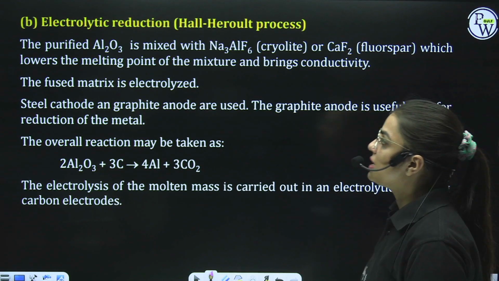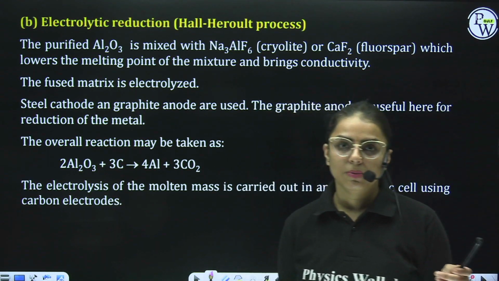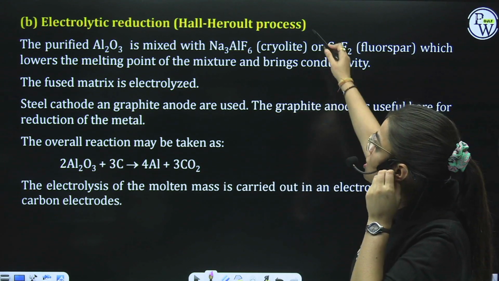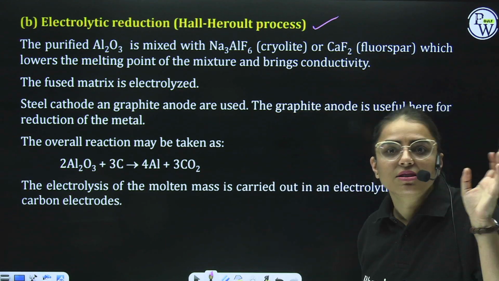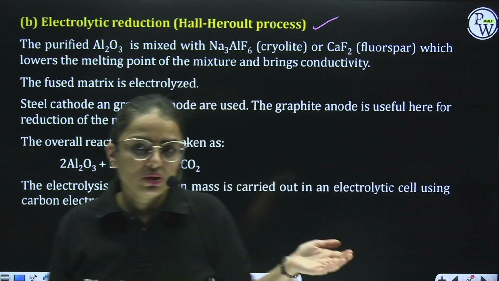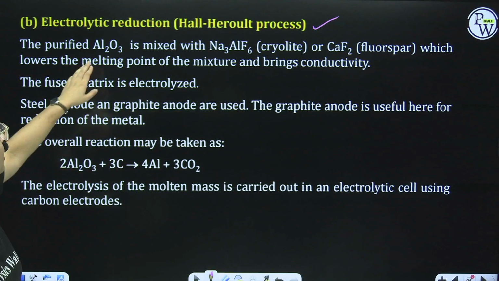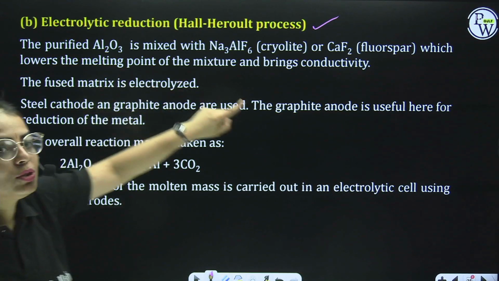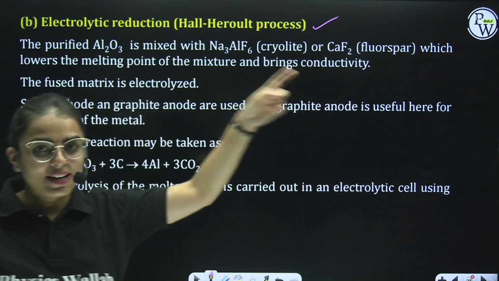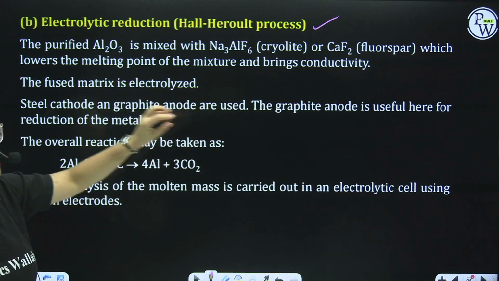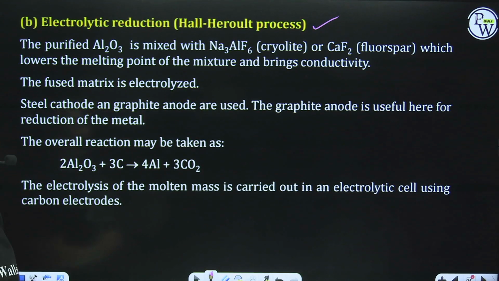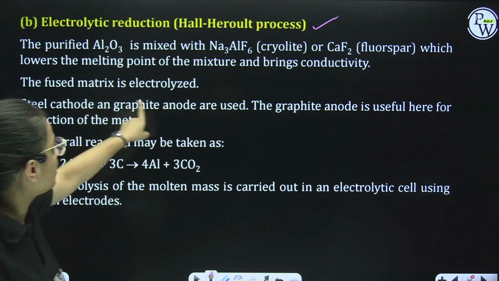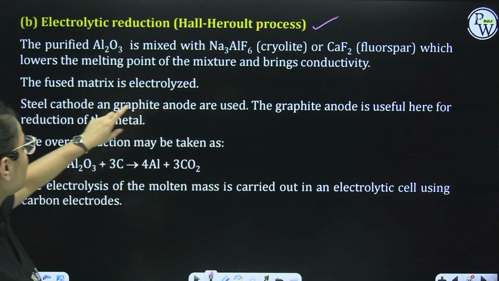Clear, everyone? Now the next method is the electrolytic reduction method. Which method, ma'am? The electrolytic reduction one. In electrolytic reduction, the Hall-Heroult process, the name itself, they will ask you directly the name of it. So you should know the name as well, right? The purified Al2O3 is mixed with Na3AlF6, that is cryolite, and fluorspar. I already told you these are the neutral flux cryolite and fluorspar. You can even learn their formulas if you want to. They lower the melting point of the mixture and bring conductivity.